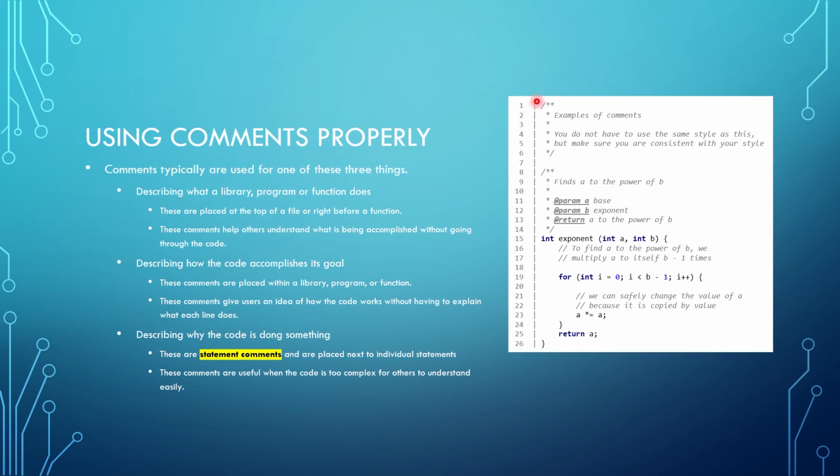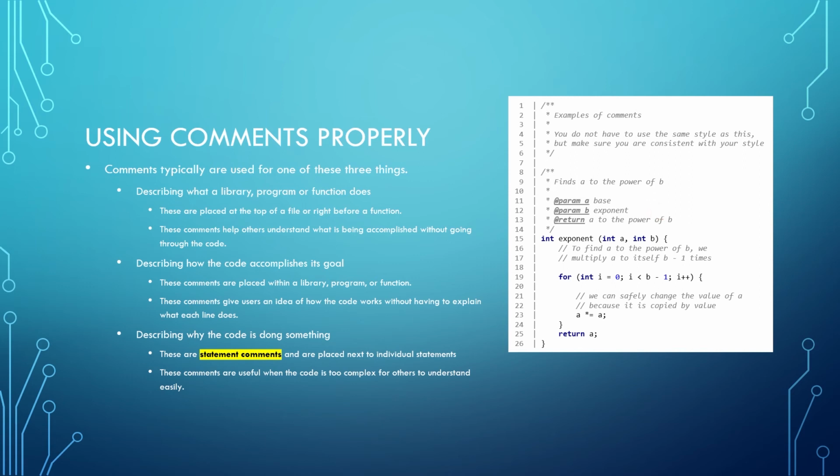Over here, this one is placed right at the top of the file. It basically tells us what this file is for. It's basically an example of comments. And then we have another comment right over here, right before a function. It basically tells us what this function does, so other people can read that comment and don't have to look into your code to figure out what it does.